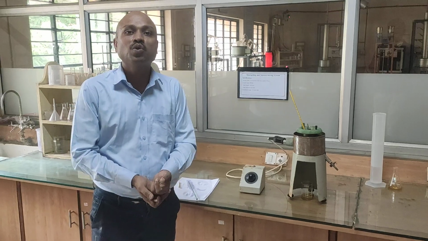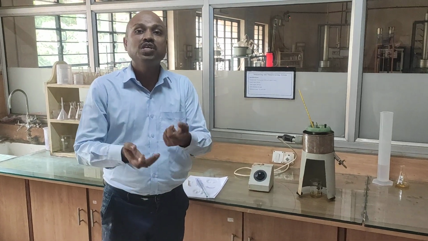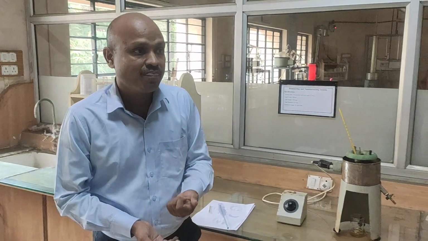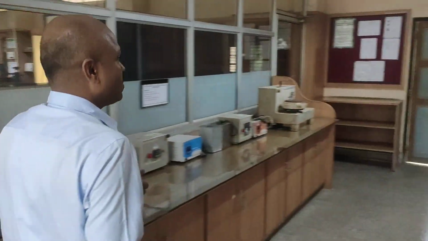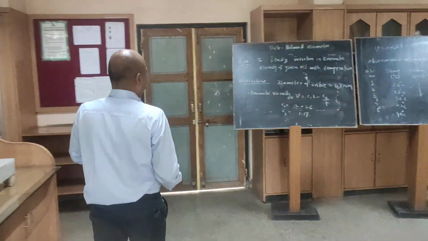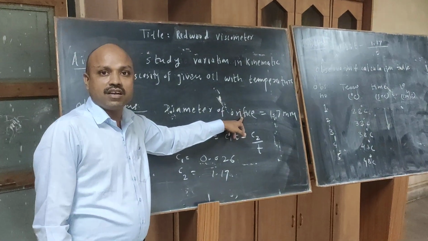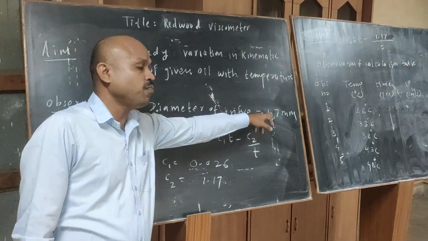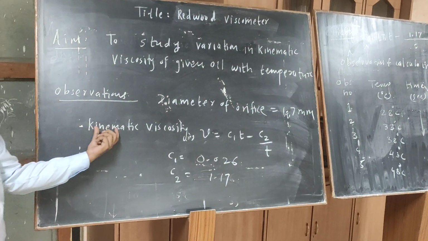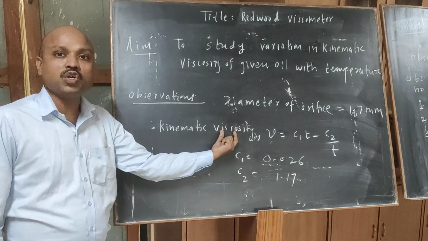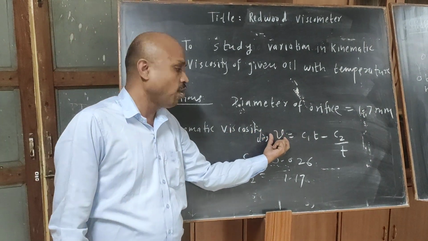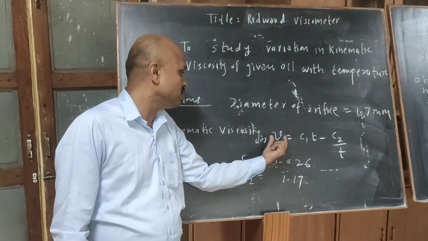That means how the viscosity of the oil is going to change with respect to temperature. Then as far as calculations are concerned, the diameter of the orifice, that is the hole at the center at the bottom of the inner cylinder, is 1.7 mm. Then how to determine the kinematic viscosity of the given oil? This is the formula which is to be used for the calculation.